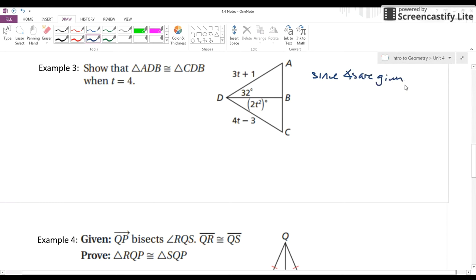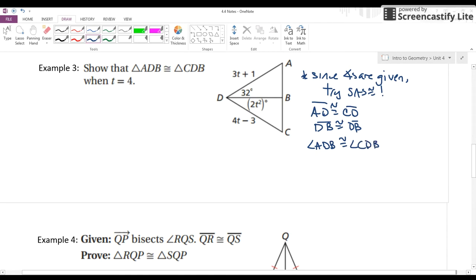So since angles are given in the diagram, let's try SAS congruence. All right, so that's what I'm thinking about in my head. So let's go ahead and plug in things to see if it will work out. So if SAS would work out, we should show that AD is congruent to CD, right? DB is congruent to DB because the angle is right in the middle of AD and DB, right? And then angle ADB is congruent to angle CDB. So that's my checklist. I want to show that the triangles are congruent.